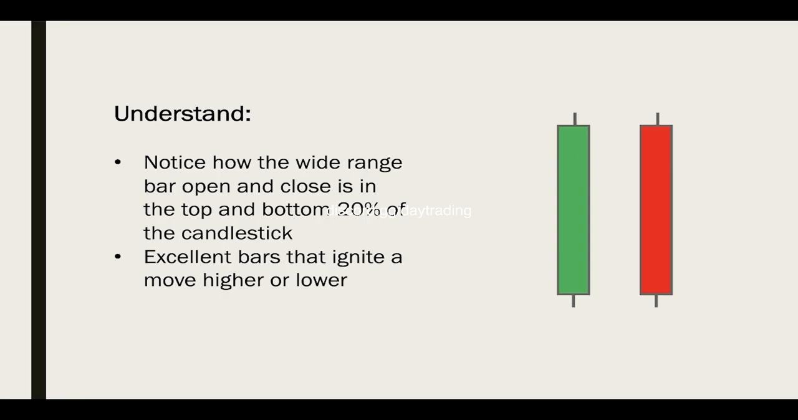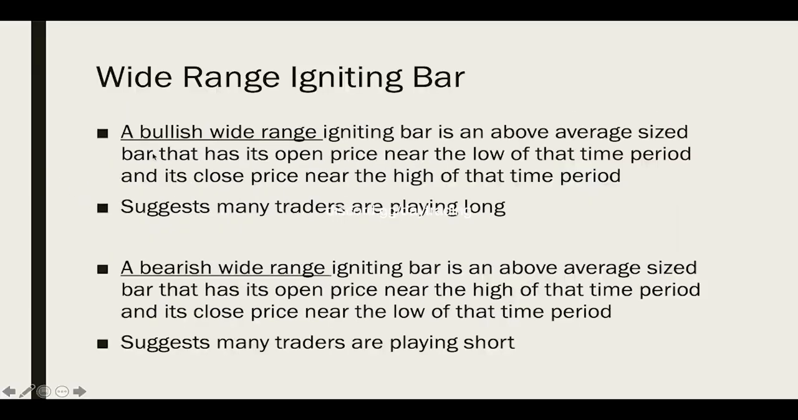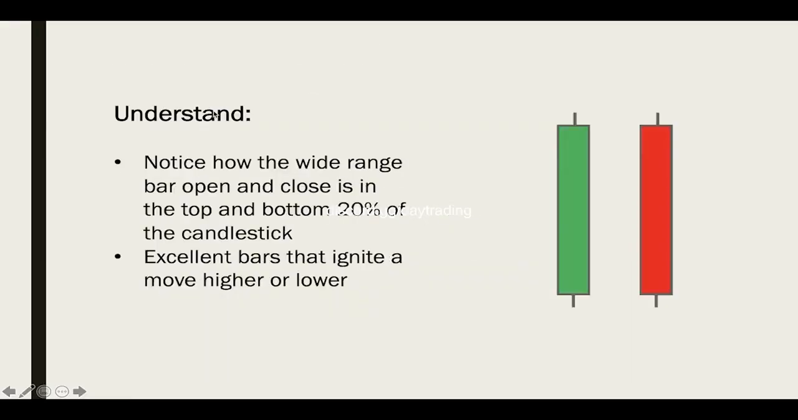So why are they bullish or bearish wide range igniting bars? Because here the open is near the lows, right? And the close is near the overall highs, right? We don't have a large bottoming tail. We don't have a large topping tail. Same thing here. We opened near the highs. We closed near the lows.